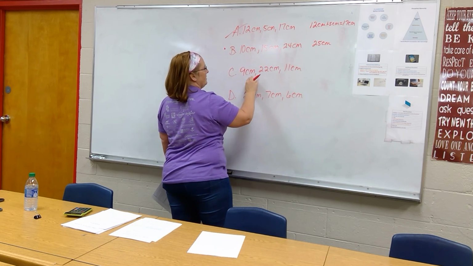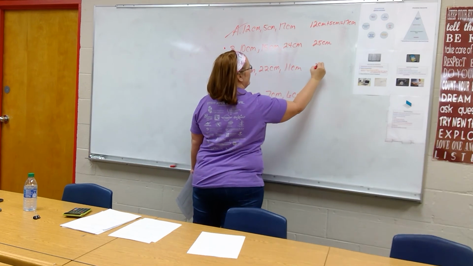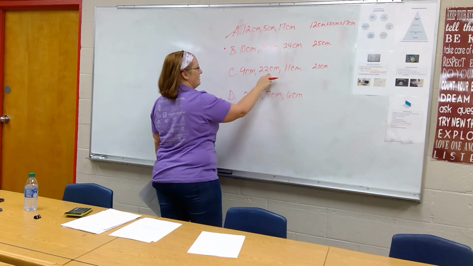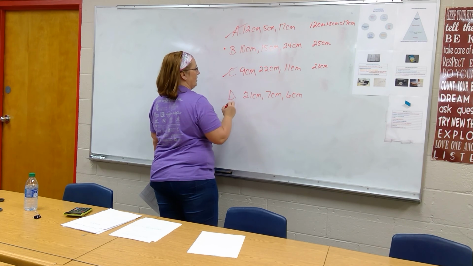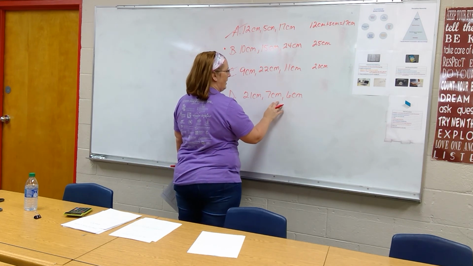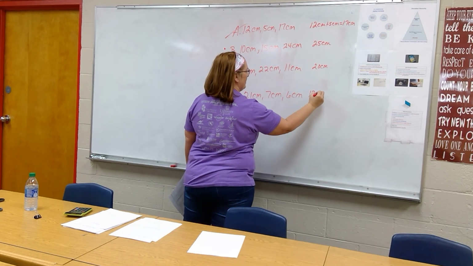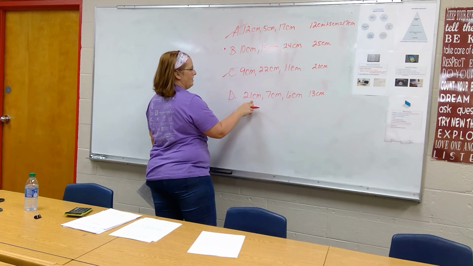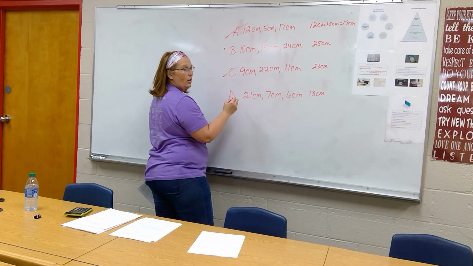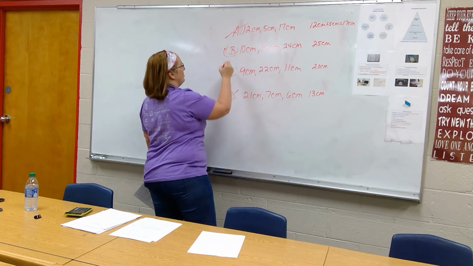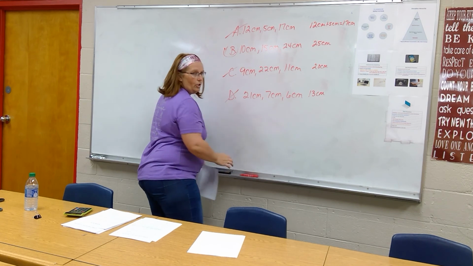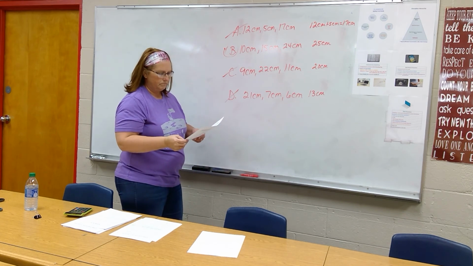Two smallest sides, 9 plus 11, that gives you 20 centimeters. That's less than the longest side, so that can't be your answer. Two smallest sides, 7 plus 6 is 13 centimeters. 13 is less than 21. It's less than the longest side, so that's not your answer. So B had to have been your correct answer. You'll have one of those on your test.